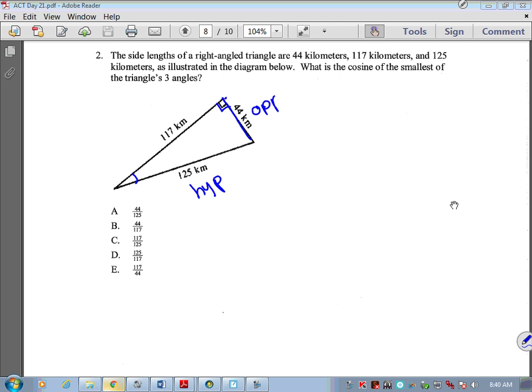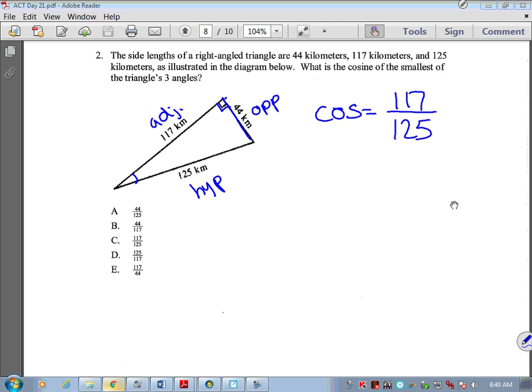This is opposite to my angle. This is adjacent to my angle, because they're asking for a trigonometric function. So cosine equals what over what? Should be adjacent over hypotenuse, right? Adjacent over hypotenuse. So adjacent is 117 over hypotenuse 125.